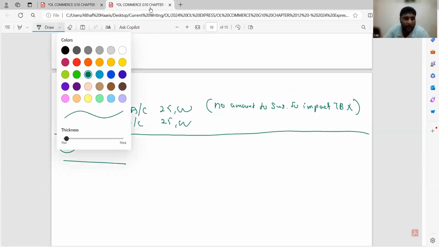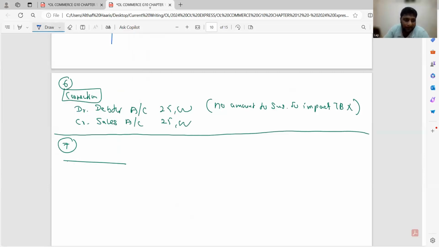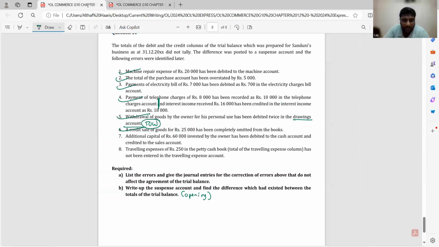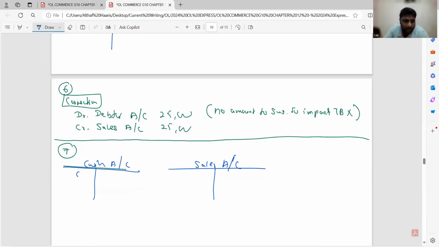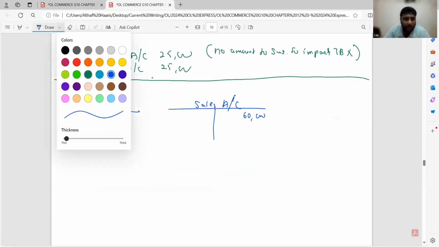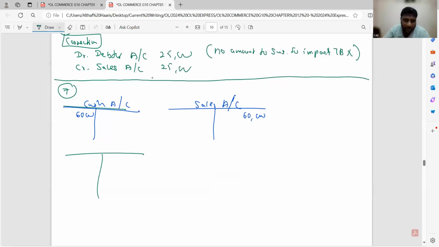So what has happened? You have the cash account and you have the sales account. You have debited the cash account correctly, 60,000, and credited the sales account. It should not go to sales, it should go to capital. Then what should you do to correct it? Remove it from the sales and put it to the capital.